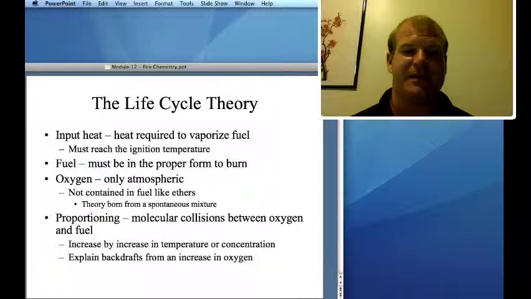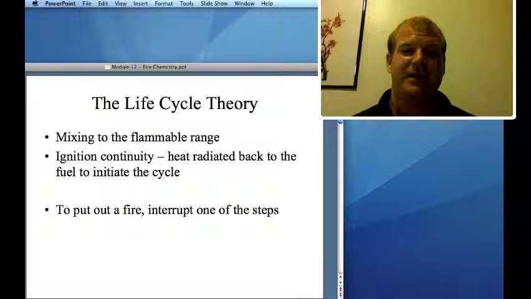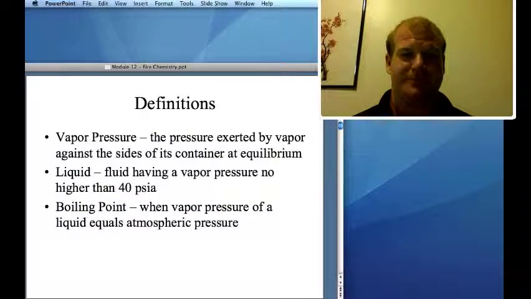Proportioning: this causes molecular collisions, so an increase in the temperature causes more collisions. Also, backdrafts are explained by more oxygen coming in, so more proportioning, according to the life cycle theory. Mixing goes to the flammable range, which we'll talk about later, because sometimes there's too poor of a mixture or too rich of a mixture that will not allow a flame to happen. And then the continuity: the heat is radiated back to the fuel and continues the cycle. So if we interrupt any one of those steps, the fire will go out.